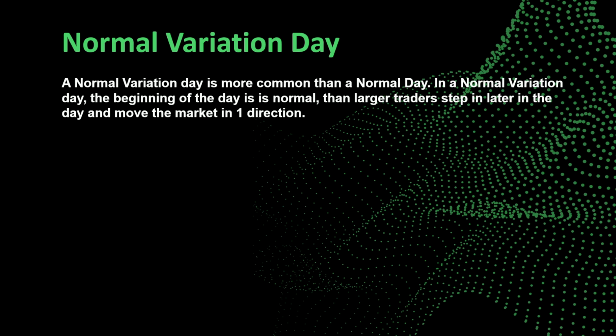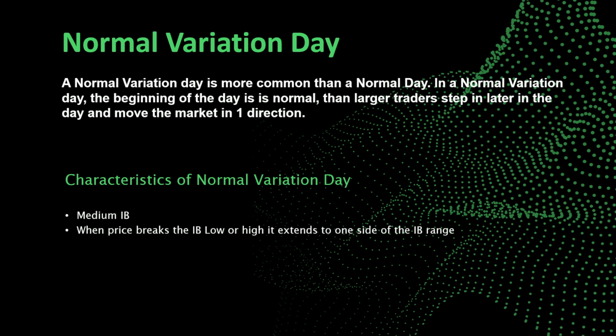Normal variation days. Like a normal day, it starts off normal at the beginning of the day, we get that medium to large initial balance, and then after that you have the bigger players stepping into the market to move the market in one direction. The characteristics of a normal variation day: you get a medium initial balance. Then what we're looking for is when price breaks the initial balance low or high, it extends to one side of that range. Unlike the normal day, where we couldn't break above the initial balance high or low, on these normal variation days you get a break of the initial balance low or high, and then the bigger players step in to extend the range to one side of that initial balance.